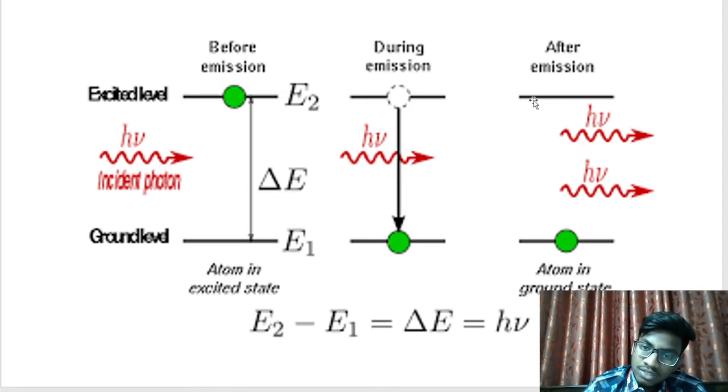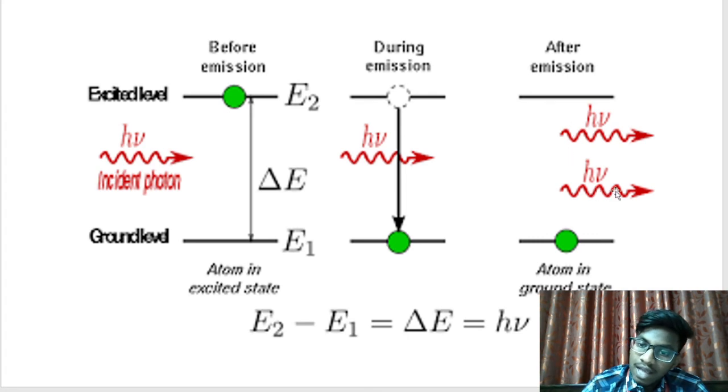Due to the influence, the atoms present in the metastable state come down to the ground state by releasing a photon of energy h mu, and this h mu will be equal to E2 minus E1, the difference between the energy states. So after emission, for one atom we are getting 2 photons. That is why the laser has high intensity. Here the energy is high, and as energy is high, intensity will also be high. The reason behind laser having high intensity or high energy is the releasing of 2 photons.